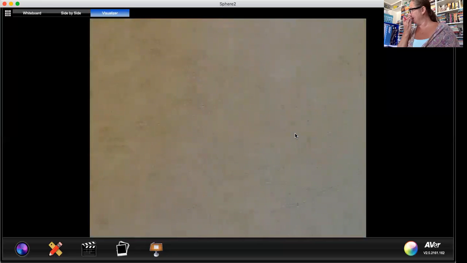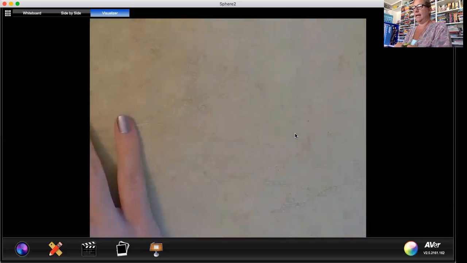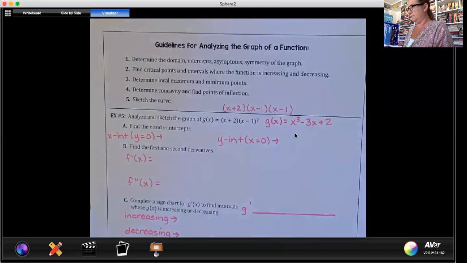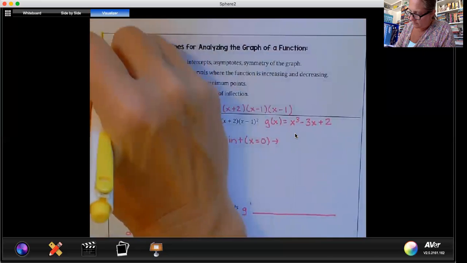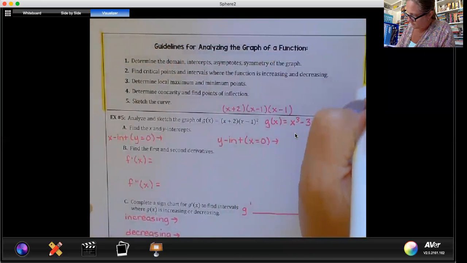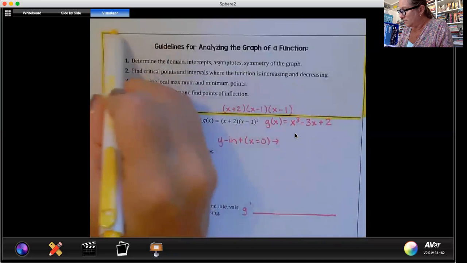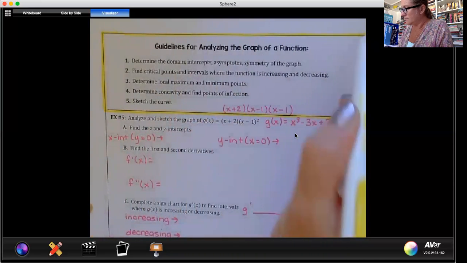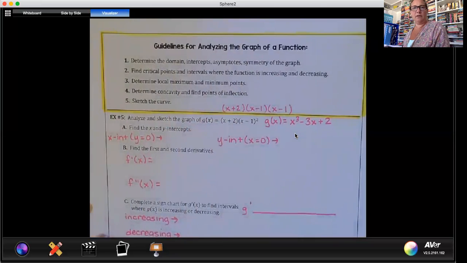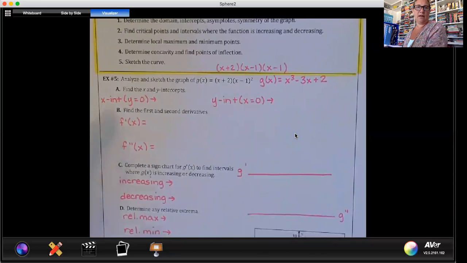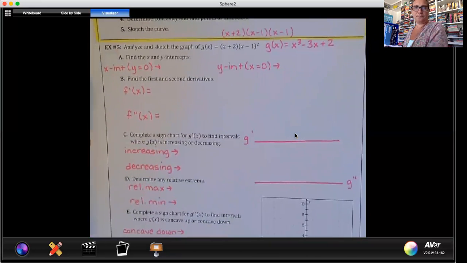All right, we are going to look at guidelines for analyzing the graph of a function. I have filled in just a couple of things here again to save some time. So when you analyze a function, you're looking for some specific things. Determine the domain, intercepts, asymptote, symmetry, find critical points and intervals where you're increasing and decreasing, determine local max and min, determine concavity, points of inflection, and then sketch the curve.